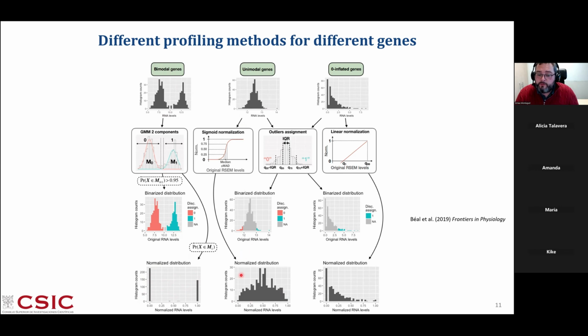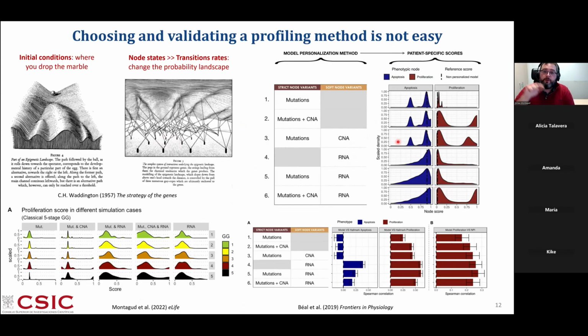But for the unimodal genes, what we did was to, let's say, stretch the values of the expression between 0 and 1. So we have continuous values from zero, and so on, with a linear normalization for the zero-inflated genes. And we did this in order to assign the value of a gene in a patient to a given variable in the framework. In this case, we're playing with 3 different variables: initial conditions, node states, and transition rates.